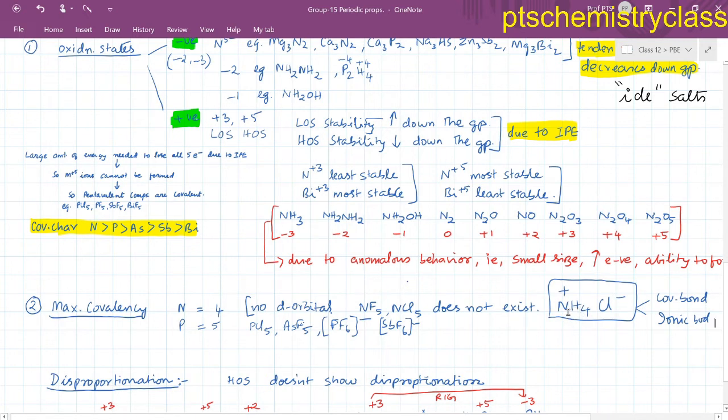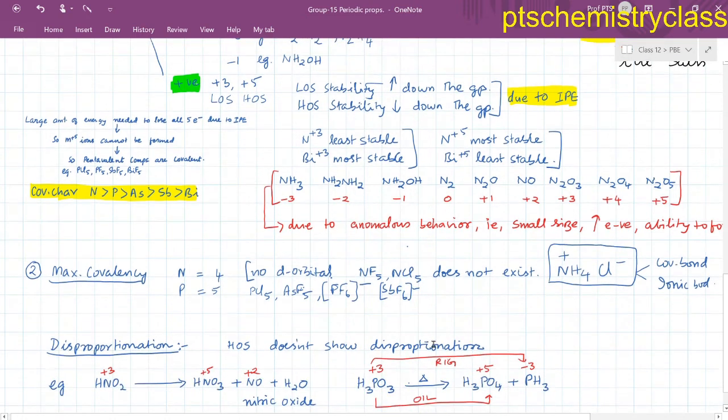Why can nitrogen not show pentavalency? Because it does not have d orbitals. I told you, whenever you get any question regarding the first element of the p block, immediately you have to mention the anomalous behavior, and in that anomalous behavior, you should remember which aspect is related to the question. In this question, why pentavalency doesn't form, it is due to the absence of d orbitals. Other compounds easily form the pentavalent state: PCl5, AsF5, PF6-, SbF6-, etc.